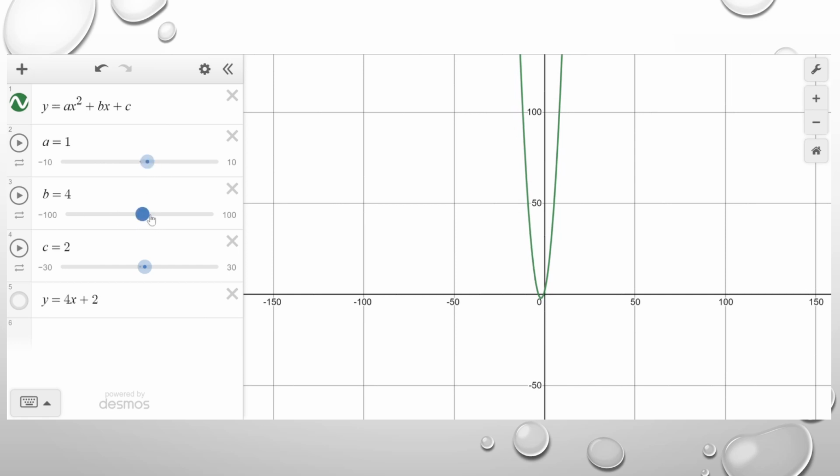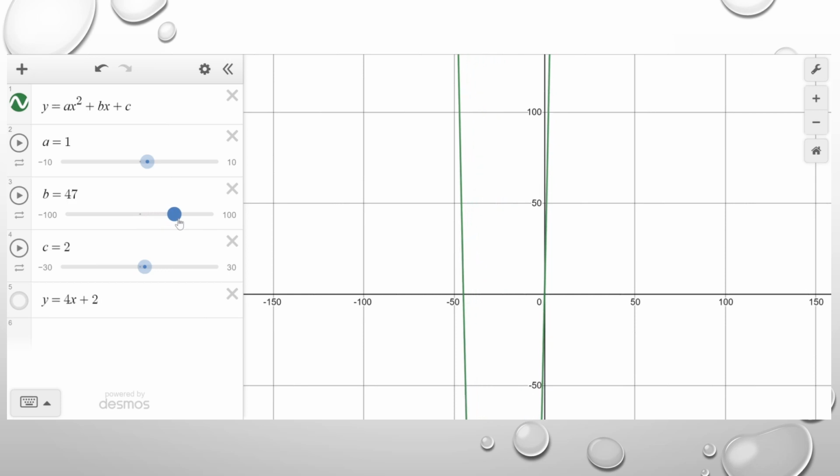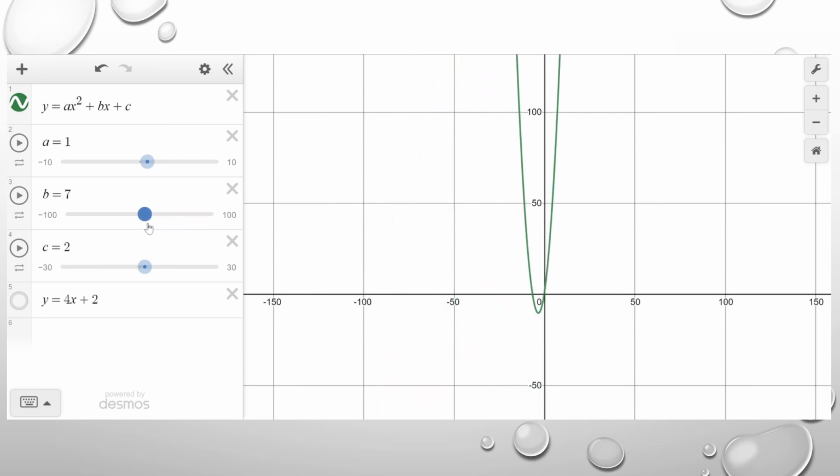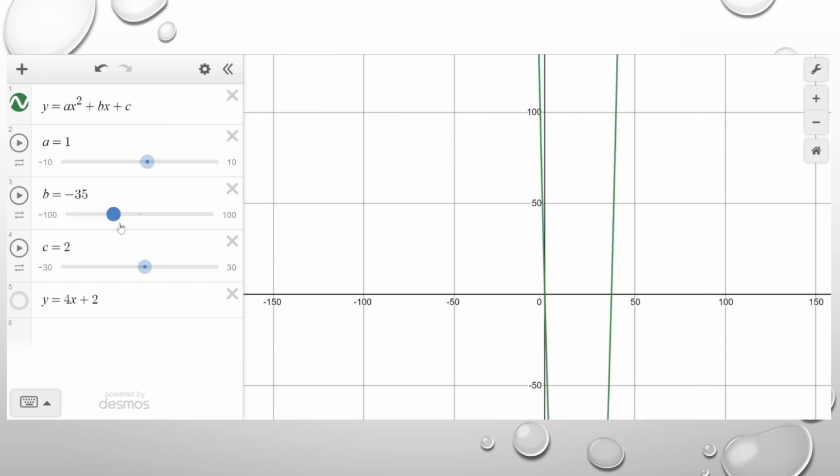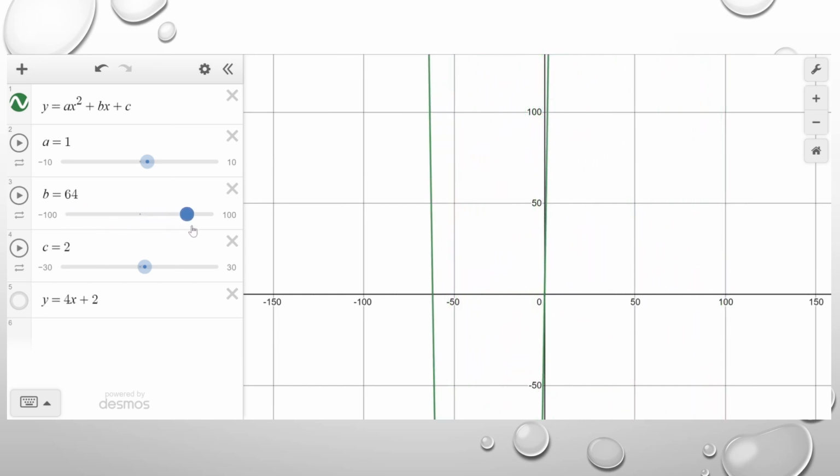For b, it's a little bit more tricky. You don't really need to know this, but this is just for your information. As I increase b, what happens is I'm actually stretching the curve to the left. And as I decrease b, I'm stretching it to the right. So it gets broader and further down. It gets broader as I make b larger.